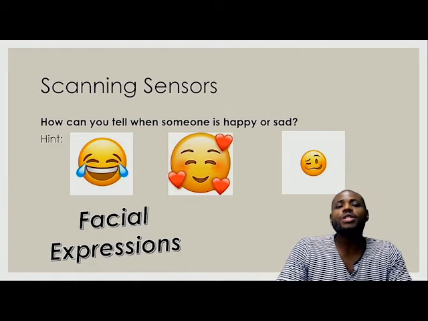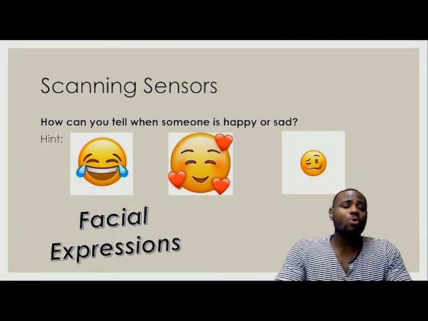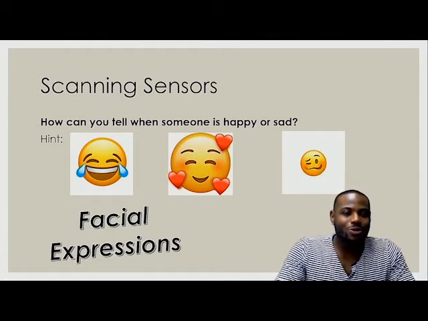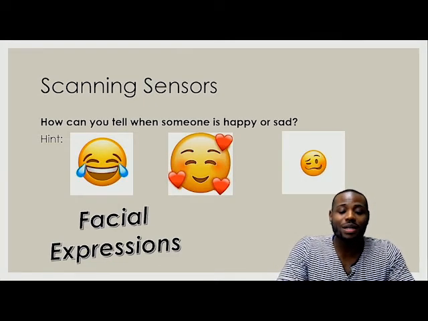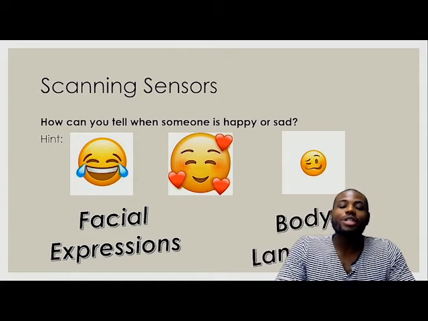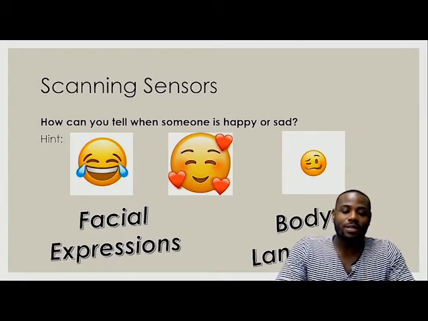All right, and then there's another thing. There's another factor in determining when someone is mad or sad or happy or scared. Does anyone know what the second thing is? All right, so the second thing is actually body language. Your body language also helps you determine if you are happy, sad, or if your friend is happy or sad.